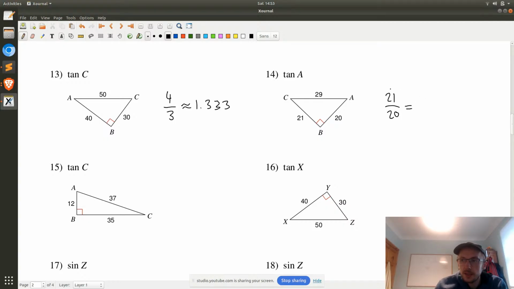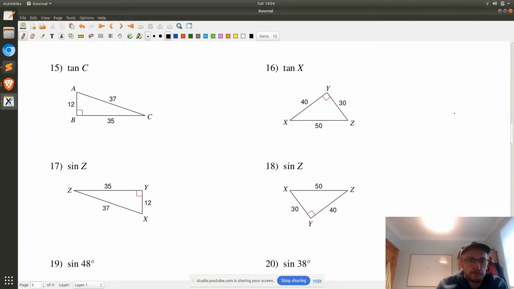First divide it by 2, so you get 10.5, then divide it by 10, so you get 1.05, and stick on the extra 0. Tangent of C, opposite over adjacent, so 12 over 35, that doesn't reduce.